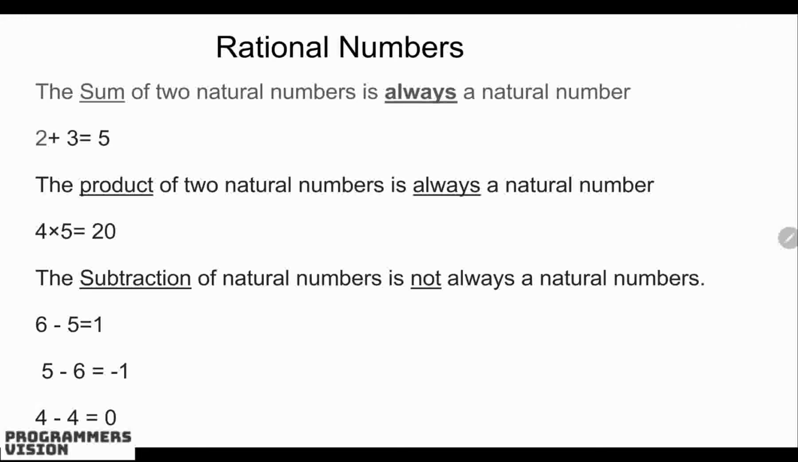The subtraction or the difference of two natural numbers is not always a natural number. For example, 6 minus 5 is equal to 1. Now 6 and 5 are natural numbers, so 1 is also a natural number. While 5 minus 6 is equal to minus 1, which is not a natural number, it is a negative number. While 4 minus 4 is equal to 0, and 0 is not a natural number, it is a whole number. So you can see here the difference of two natural numbers is not always a natural number. It can be an integer, negative number or a whole number.